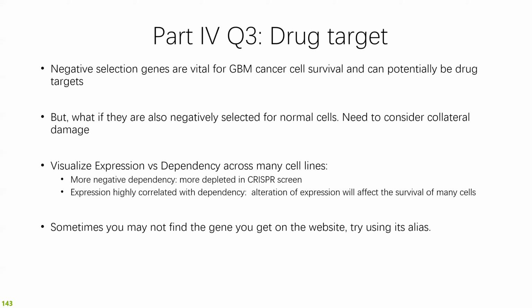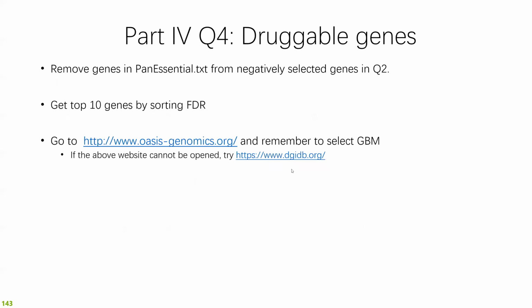You really want to target those genes that have very weak or no correlation between expression and dependency. And a note here is that sometimes you may not find the genes you get as the top negatively selected genes on the website, but just try using their alias. Just maybe search Google or search in the NCBI gene database to find the other names for the same gene.